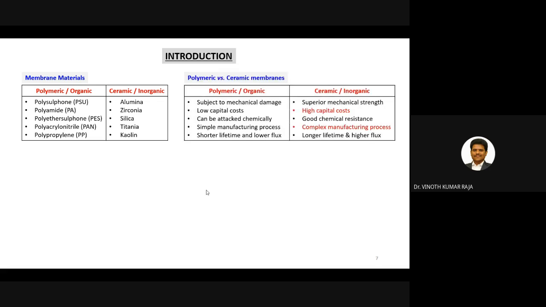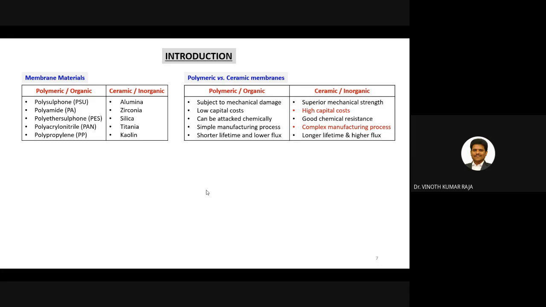We can compare polymeric and ceramic membranes. Polymeric or organic membranes are subject to mechanical damage and can be chemically attacked. Polymeric membranes cannot be used in harsh environmental conditions, such as extreme pH or high temperature processes. Moreover, they have a shorter lifetime and lower flux.